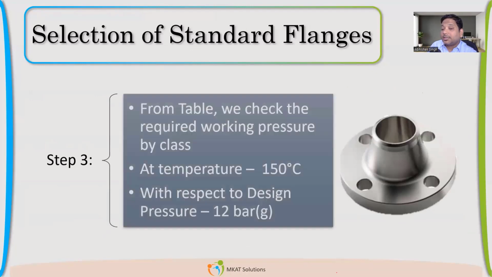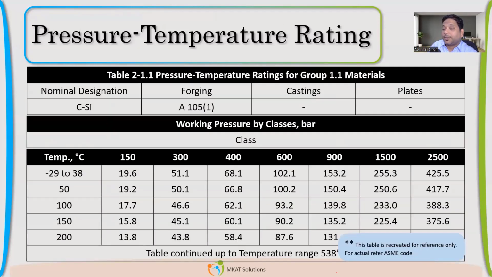Now how will I do the selection? First of all, I'll look at the temperature. For that temperature, I'll see which flange can take the 12 bar pressure. Now if I go here, for 150-degree temperature, you can see that the 150 rating can take 15.8 bar pressure.